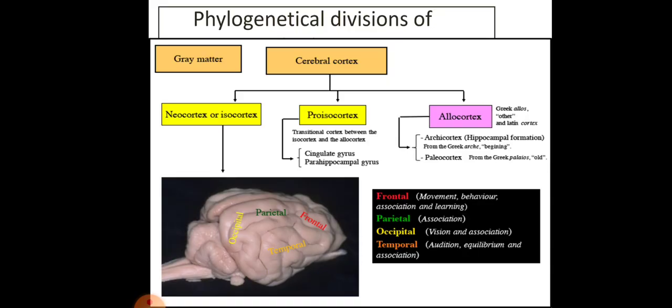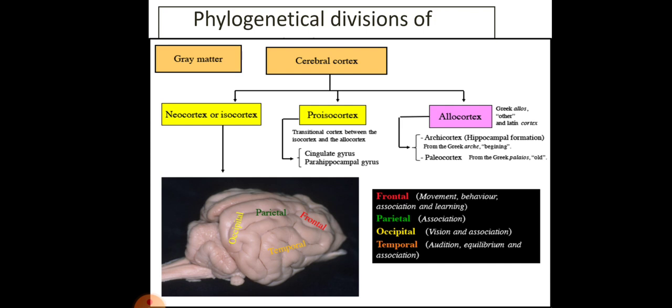Now the phylogenetic divisions of the cerebral hemisphere. The grey matter of the cerebral hemisphere, that is the cerebral cortex, is divided into three parts. Phylogenetically there are three divisions. One is the neocortex or isocortex. It is the highly developed cerebral cortex of the human brain. Then the proisocortex, which is the transitional cortex between the isocortex and the allocortex. It includes the cingulate gyrus and the parahippocampal gyrus.